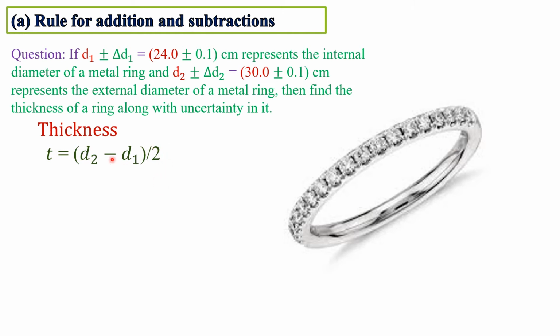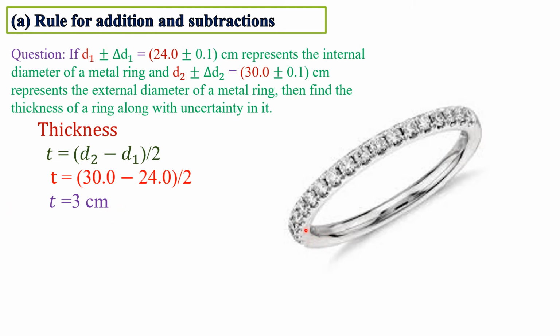When we subtract both diameters, d2 minus d1, it gives us thickness on both sides, but we need only the thickness. So we divide it by 2 to get the thickness of the metal ring. T is equal to (d2 minus d1) divided by 2. Putting the values, we get T is equal to (30.0 minus 24.0) divided by 2. We get T is equal to 3 centimeter. So the thickness of this metal ring is 3 centimeter.